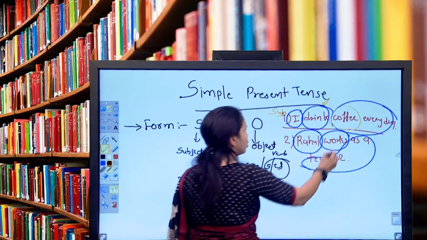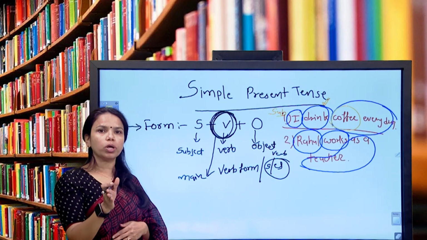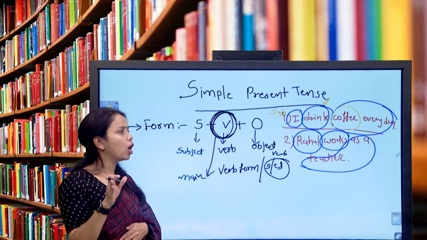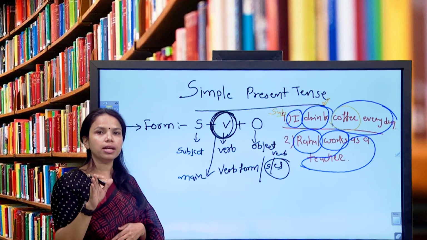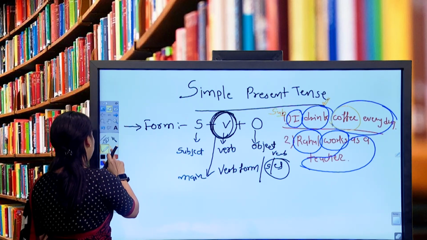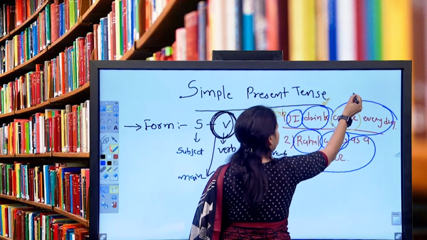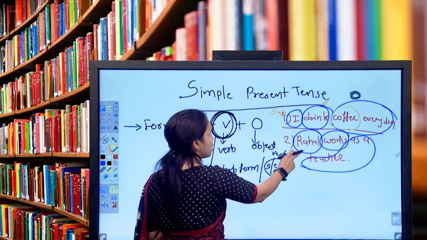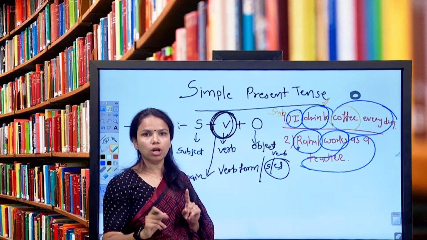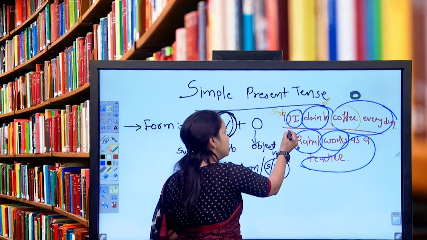And coffee, what are you drinking? Whenever you ask a question with what, you will get the answer: coffee. So coffee is an object. In the same way, Rahul works as a teacher. Who works as a teacher? Rahul. Rahul is the subject.